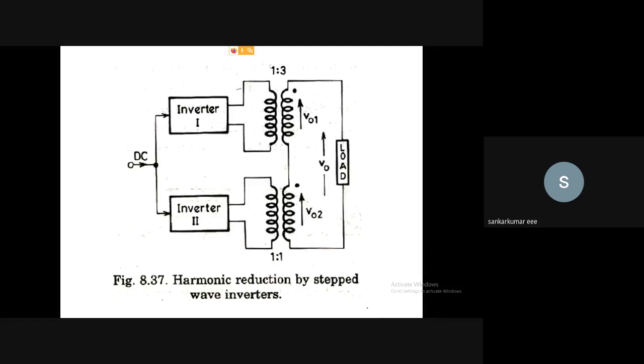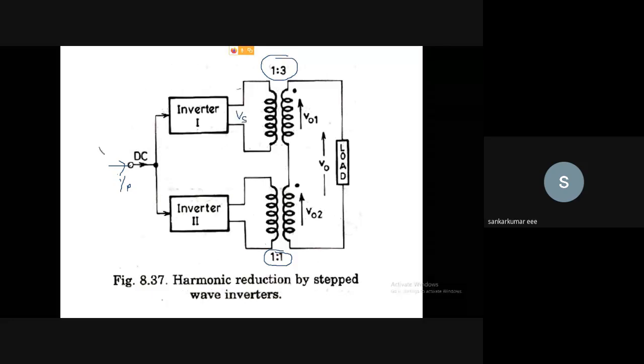And this is the stepped wave inverter. In the previous case, both the inverters had the same output voltage waveform but phase shifted to each other. But here the output voltages will have different magnitudes. Here also we are giving the input voltage. This is your input DC, and the output will be AC, that is a square waveform. Here we are using two transformers, and we can see the turns ratio: this is 1:1 and this is 1:3. The input voltage is Vs here, and here also it is Vs.